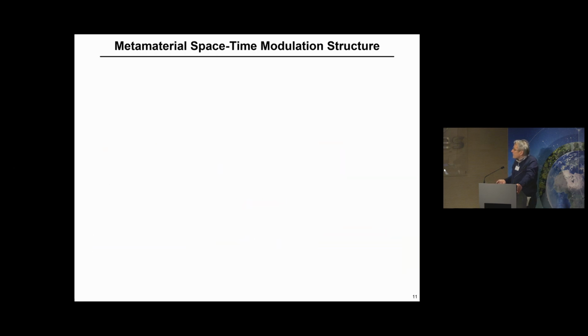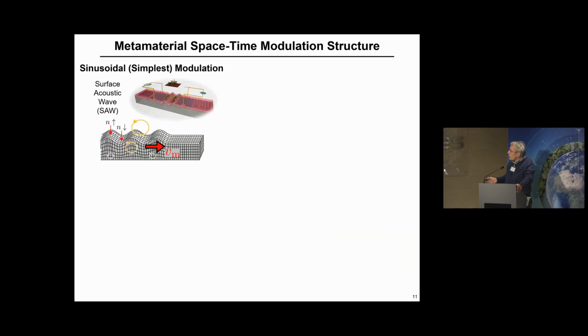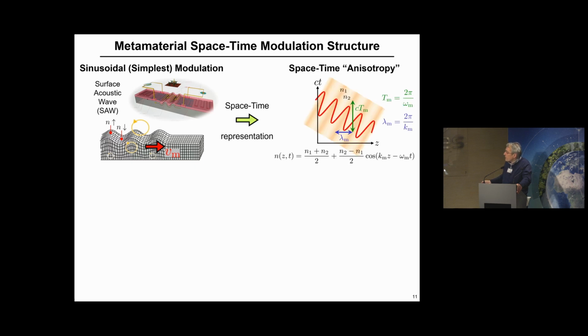Okay, but let's see how the modulation really works and how we analyze it in the metamaterial regime. So let's take the simplest possible system. It's a surface acoustic wave in a piezoelectric crystal, excited by interdigital transducers, and then you have areas where you have compression with higher index, areas with lower index of refraction, and this is moving along.